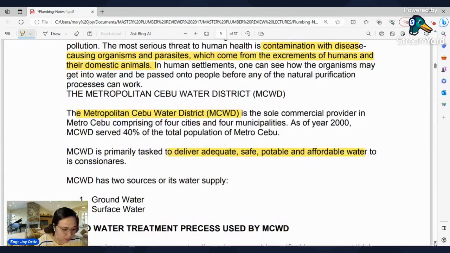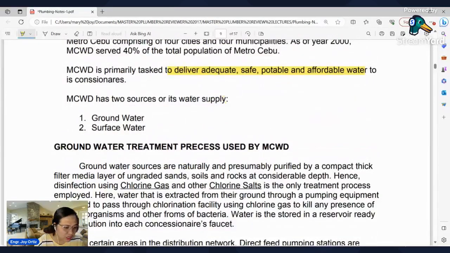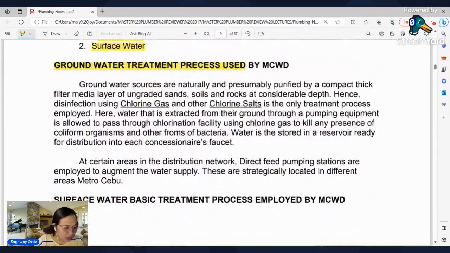So, has two supply. Meron tayong possible na two supply of water, which is the ground and the surface. So, what is the ground? What is the surface? So, pag groundwater treatment process used, ano ba yung ginamit ng MCWD? Okay, this is just an example. Pag groundwater, these are the sources naturally and presumably purified by compacting filter media, layers of ungraded sands. So kaya gumagamit tayo ng sands, soils, and rocks at considerable depth. Okay, that is the groundwater.